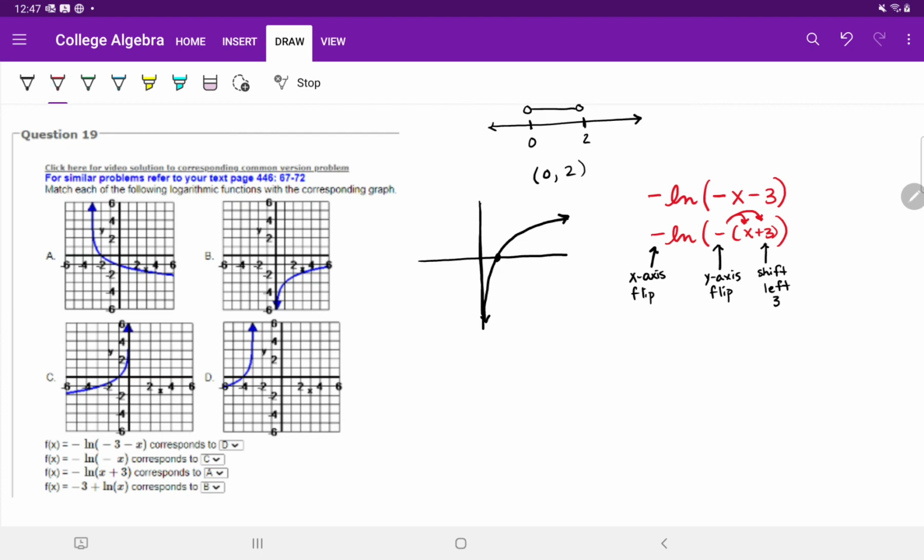All right, so if we do these three shifts, we get an x-axis flip, which flips it upside down. Then we get a y-axis flip, which flips it over here. And then we get a shift left 3, that'll go from here to 1, 2, that'll go to here. So I'm going to erase the various stages. We are looking for something that matches this graph, and I see it right here, it's D.